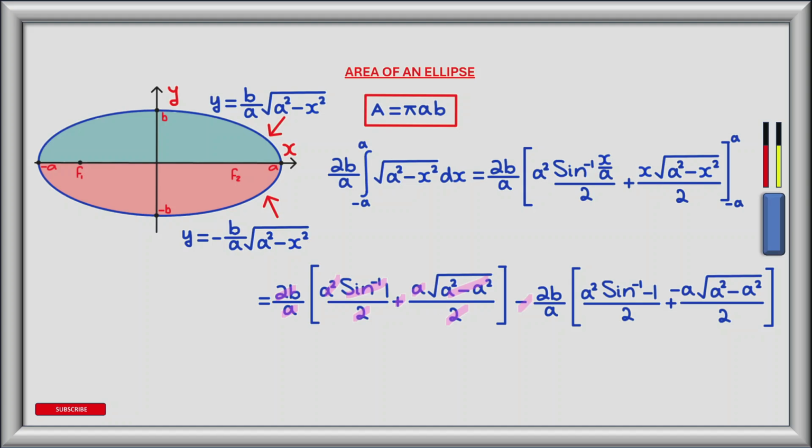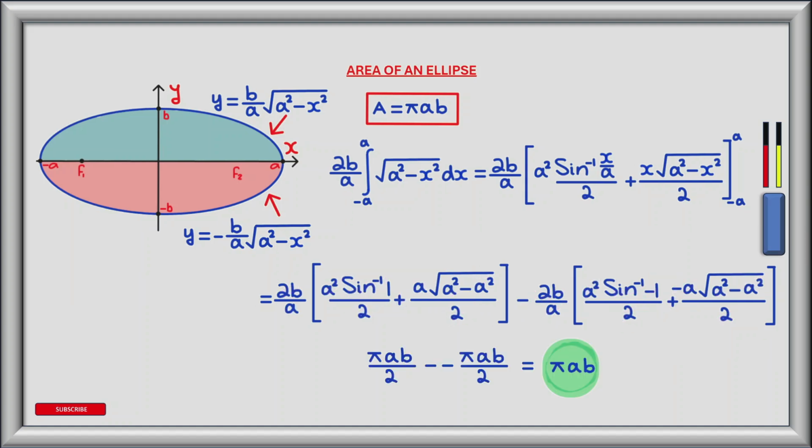So we have minus 2b divided by a into the bracket of a squared multiplied by sine to the minus 1 of minus 1 all divided by 2 plus, and then we have minus a multiplied by the square root of a squared minus a squared all divided by 2. And so simplifying, this term and this term both evaluate to 0, so both are eliminated.